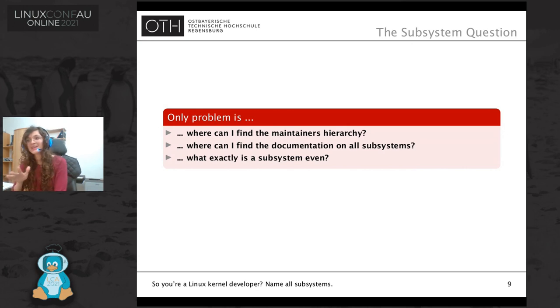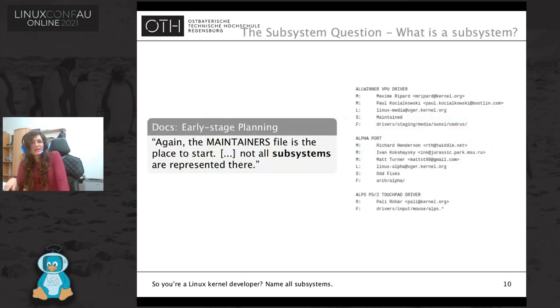And I am just making assumptions here, but I'm probably thinking you'd say something like, well, that's easy. There's the thing called the maintainers file. I just look it up there. And you would not be the only one with that opinion. In documentation for early stage planning, it's stated that, again, the maintainers file is the place to start, but not all subsystems are represented there. It's not directly stated, but it's mentioned as if the singular entries in maintainers are standalone subsystems. Like all of these entries are real standalone subsystems, which then again means that there are over 2,000 of them, but right, who am I to judge? Problem solved, we know what subsystems are.